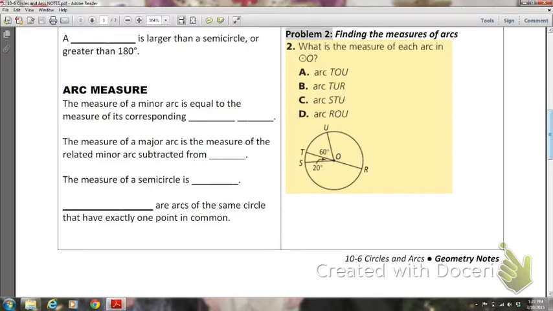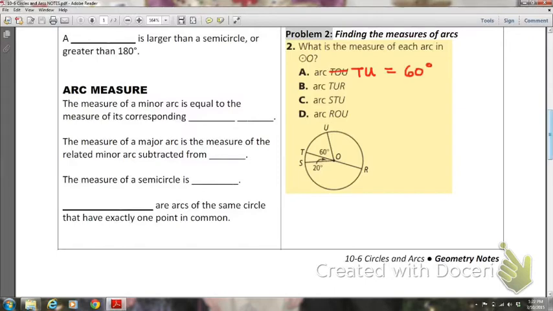And problem 2, we're finding the measures of arcs. Now they have a couple of typos on here. In the first part A, when it asks what is the measure of arc TOU, it should not have been TOU. It should have just been arc TU, because TOU is the central angle. But that is what the measure of that arc is, the same as the central angle, which is 60 degrees.